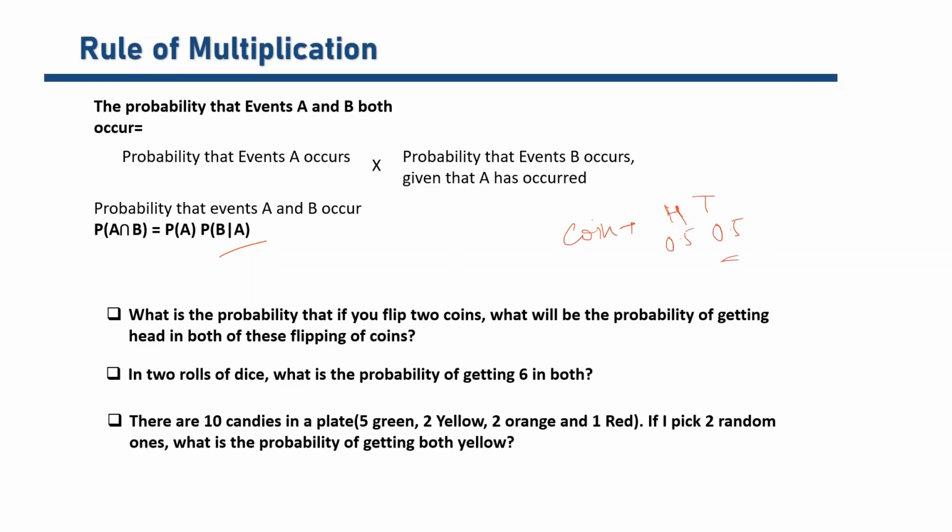So what you are doing, you are flipping two coins. So you can get head, head, you can get tail, tail, you can get head and a tail, you can get tail and a head, right? There are only four outcomes. So what is the probability of getting head in both of these flippings of coins?